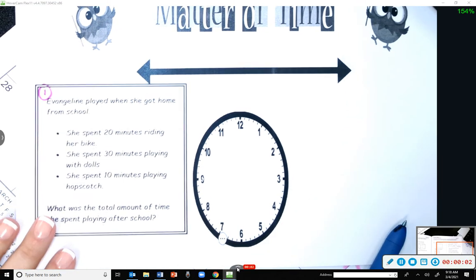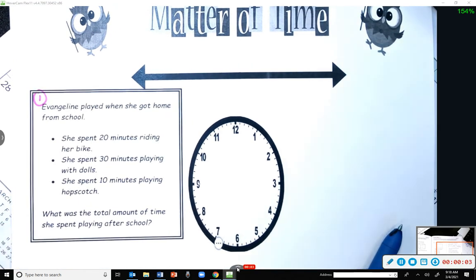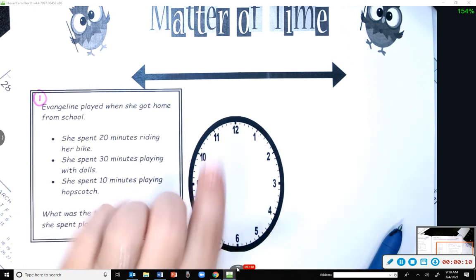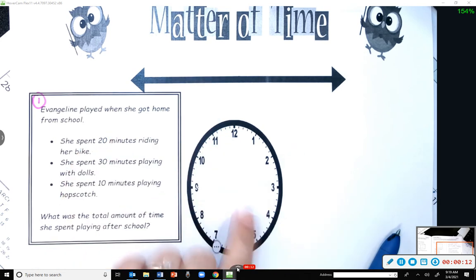Okay, so today we're going to continue doing elapsed time. So elapsed means how much time has passed. Okay? We have a number line that we can use or the clock that we can use. Okay? So let's look at the first one.